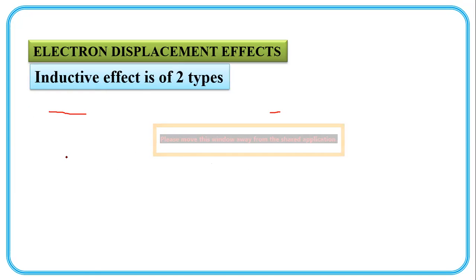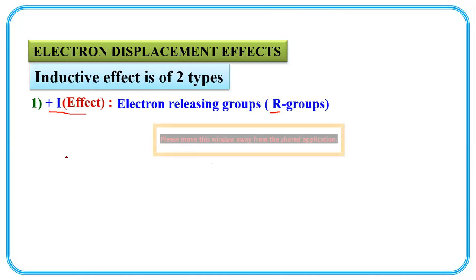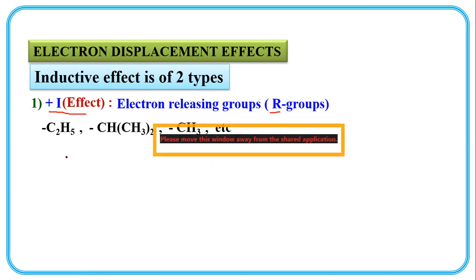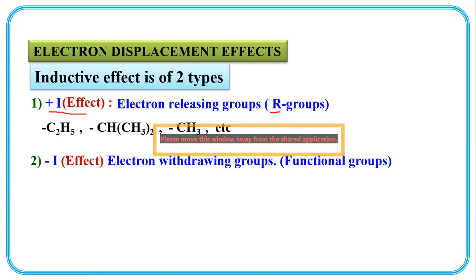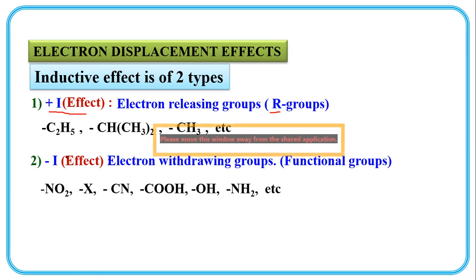Inductive effect is of two types: plus I effect, due to electron releasing groups, that is alkyl groups R, C2H5, CH3, methyl group, etc. And negative inductive effect is because of electron withdrawing groups or functional groups, which are NO2, X meaning halides, cyanides, COOH carboxyl group, hydroxyl group, NH2 group, etc.